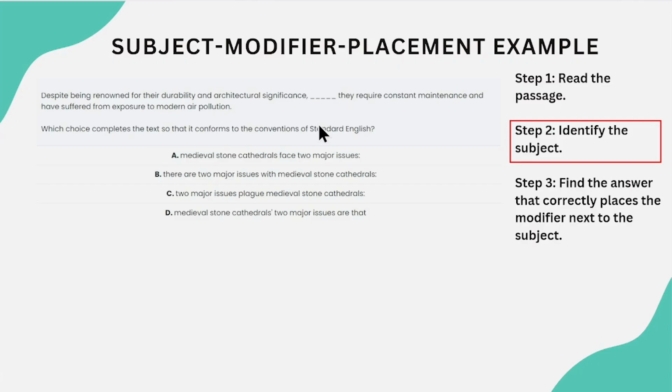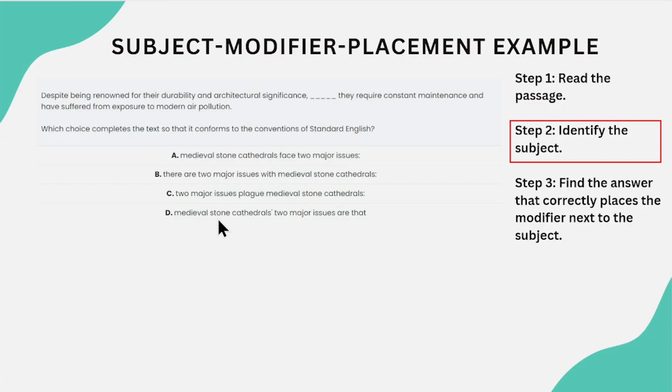If you know that rule, you'll always get it right, but you need to know that rule. So B: there are two major issues with medieval stone cathedrals. If you say these out loud, they almost sound right. Despite being renowned for their durability and architectural significance, there are two major issues with medieval stone cathedrals. It doesn't necessarily sound wrong, but you need to know this rule to make sure the subject's next to it. And a way they often get you is on one like D.